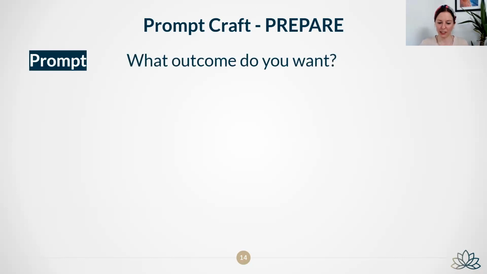It's called the prepare model. The first P stands for prompt, which is what is the outcome you want? So be very specific about what it is you want the AI to do. So you saw with all of them, I started by saying, help me summarize this or generate these t-shirt ideas. It's making that first couple of sentences of this is precisely what I want you to do.